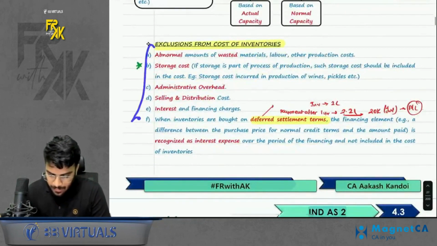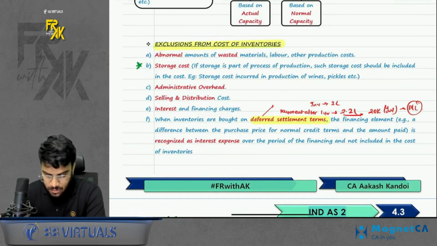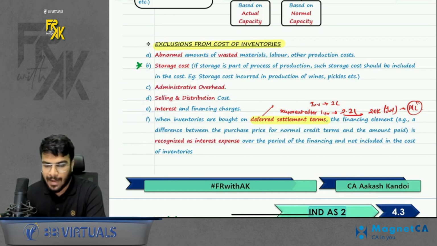The following amounts will never be included in the cost of inventories. Which are those amounts? Any abnormal cost, storage cost, admin, selling, interest. Whatever you incur will never be added to the cost of inventories. Acha, there is one important point for storage cost. Normally, storage cost is incurred after the inventory is ready but before selling it, so we do not capitalize it in the cost of inventory.